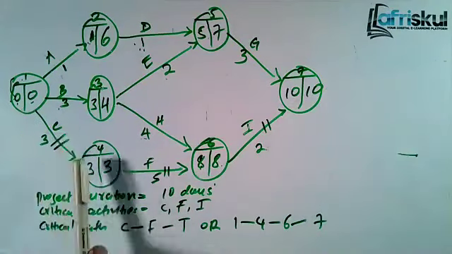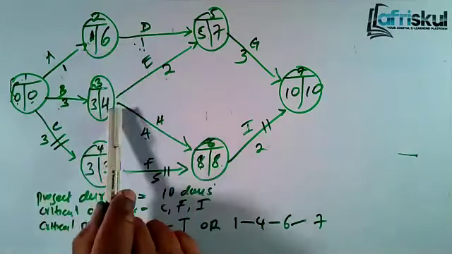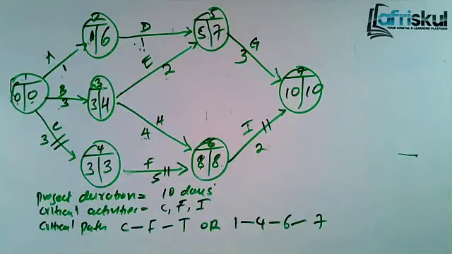Critical activities: we said for critical activity, you start from here. You'll be looking at the earliest and the latest. If they are the same, that one forms the basis of the critical. So that's 3, 3, 8, 8, 10, 10. That means you follow that route.